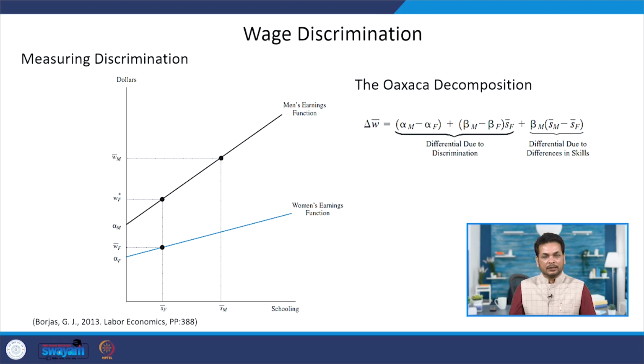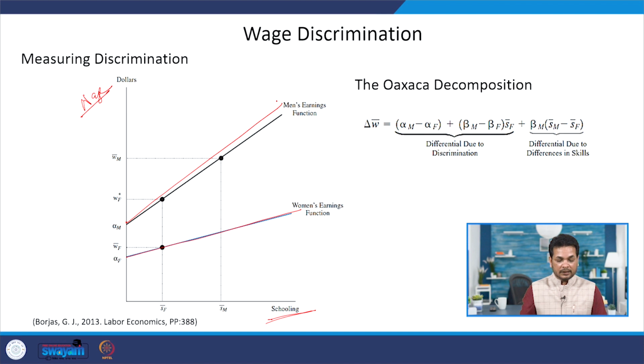The wage gap that arises because of this differential treatment of men and women is typically defined as discrimination in the labor market. This form of discrimination can be explained through a graph. If we plot the earnings functions of men and women, on the x axis we have taken the years of schooling and on the y axis the wage rate. Women's earnings function is this and men's earnings function is this.